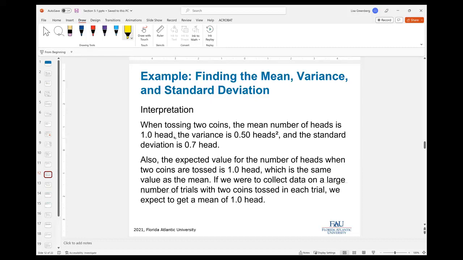Also, the expected value for the number of heads when two coins are tossed is 1 head, which is the same value as the mean. We're going to learn about expected value in a little bit, not right now. But let me just say, the expected value is basically the same as the mean. If we were to collect data on a large number of trials with 2 coins tossed in each trial, we would expect to get a mean of 1 head. That's basically what this says.